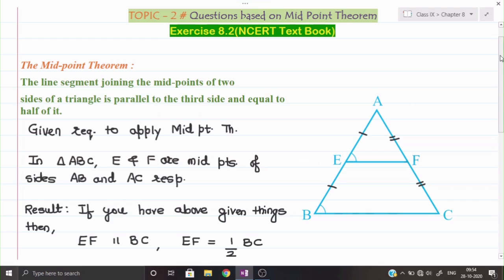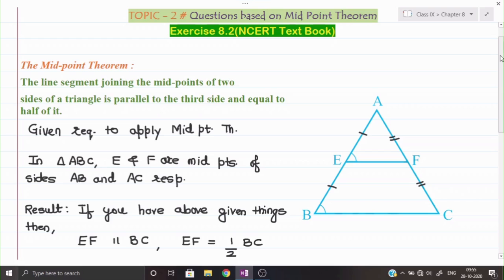When you join these two midpoints, the line joining the midpoints of two sides will be parallel to the third side. Who is the third side here? The remaining side is BC. So the line joining the midpoints, EF, is parallel to the side BC, and not only parallel, it will be half of BC as well. So to apply the midpoint theorem, you mainly require two midpoints of two sides of a triangle.